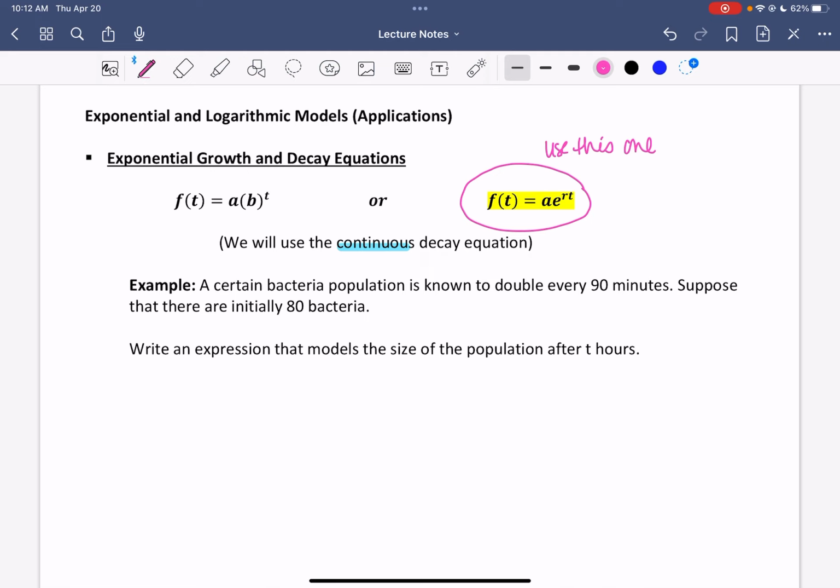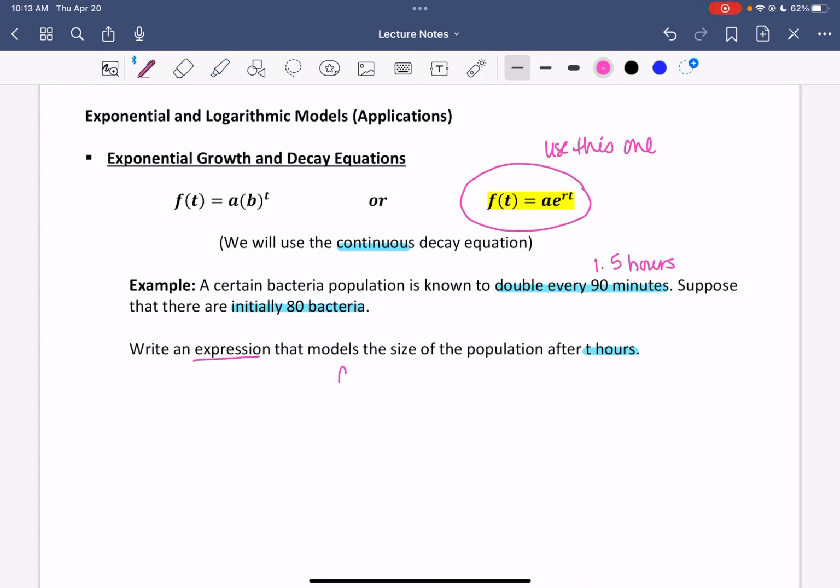First of all, it says that a certain bacteria is known to double every 90 minutes. It's important to note here that we're looking after t hours, so we do want to change this to 1.5 hours because we want everything to be in the same unit, and they're telling us that our expression needs to be in hours. We also know that we initially started with 80 bacteria.